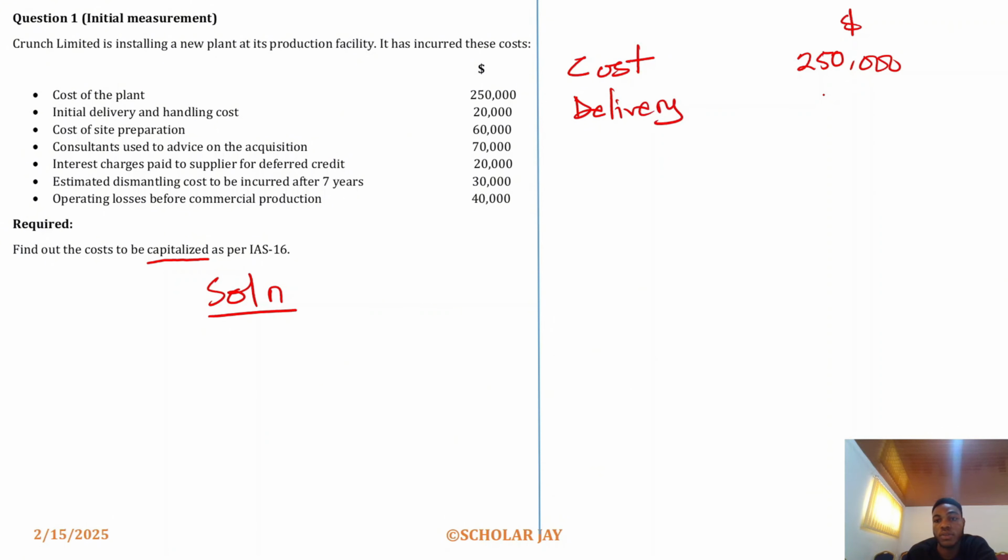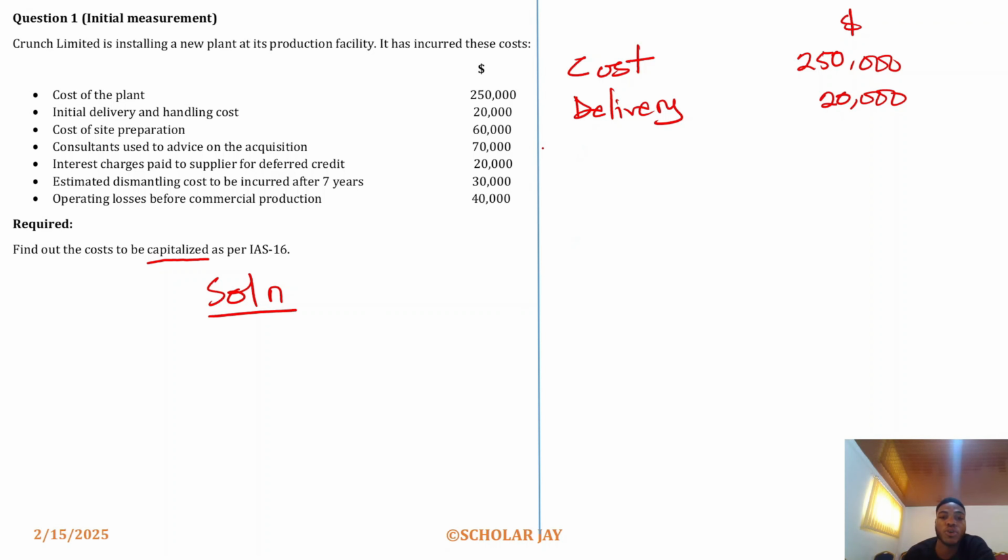So delivery, 20,000. And in fact, let me even draw your mind on something. Sometimes you go and buy something from the market, and you realize that without incurring our costs, you cannot have the goods or the assets at your place of business. So no matter what, you have to incur the cost, and this means it is directly attributable to the cost of the assets. We also have cost of site preparation.